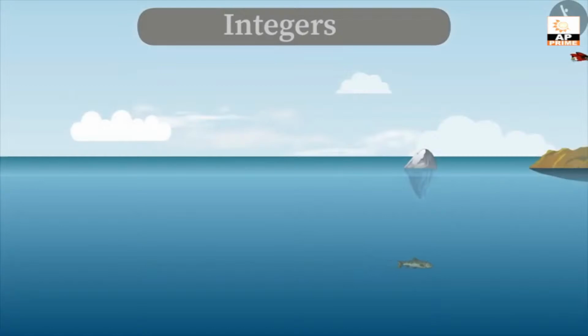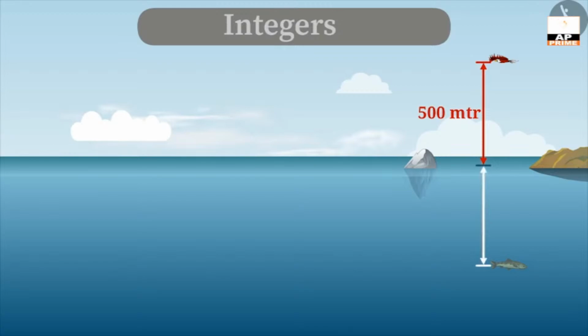Now let's understand why integers are important. Let's understand it with the help of an example. Suppose a bird is flying at a height of 500 meters above sea level and a fish is at a depth of 500 meters below sea level. Can the distance between the bird and the fish with respect to land near the sea be represented mathematically?